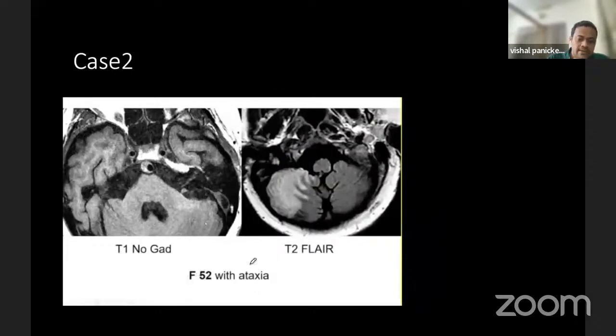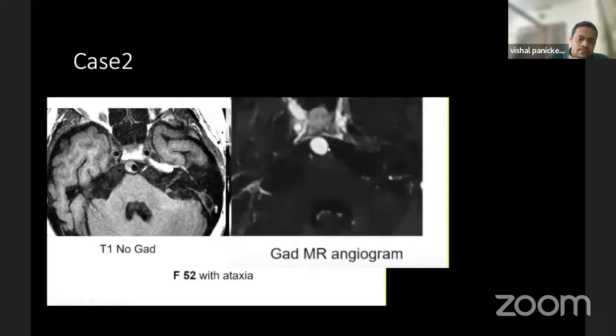a 52-year-old female with ataxia showing a right cerebellar infarct, and this is vessel wall imaging. This is non-contrast and contrast imaging showing an eccentric narrowing of the lumen with a vessel wall thickening appearance. This patient had undergone a contrast-enhanced MR angiogram.